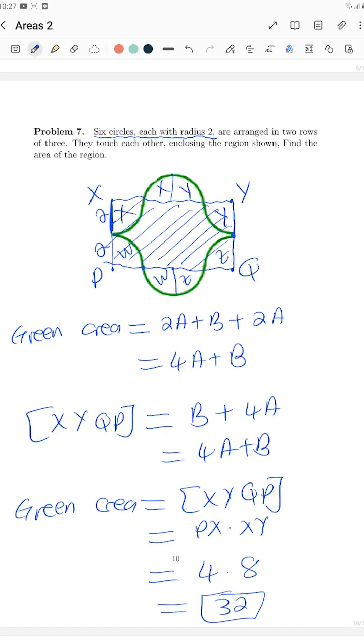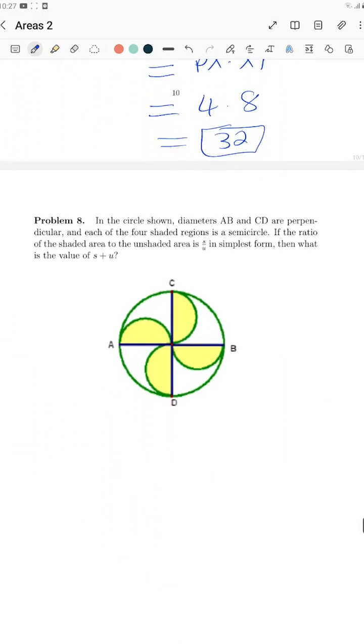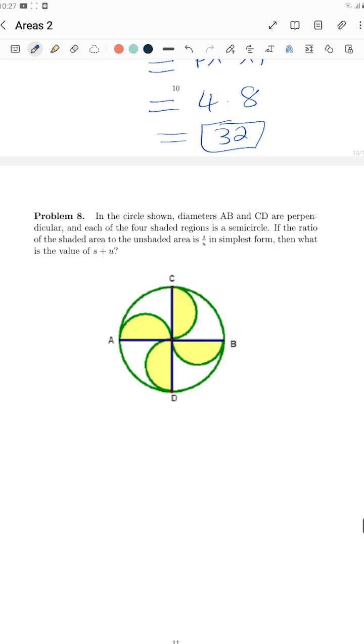I hope you agreed with my calculation. Great! We have 3 more problems to go. Let's see what problem 8 is about. In the circle shown, diameters AB and CD are perpendicular, and each of the 4 shaded regions is a semicircle. If the ratio of the shaded area to the unshaded area is S over U in simplest form, so you need to simplify the fraction.